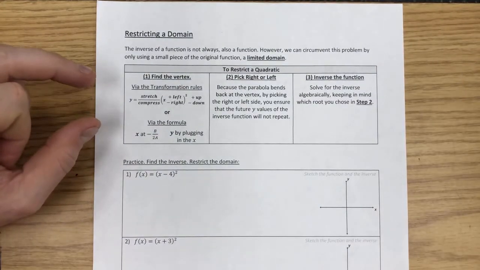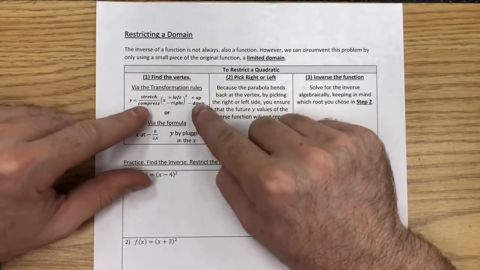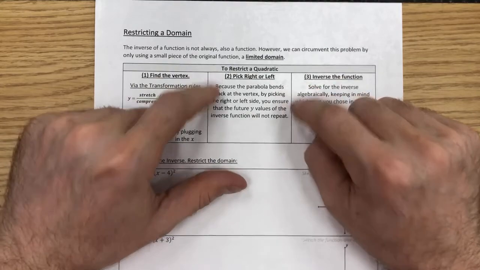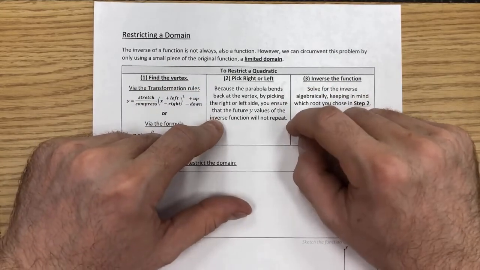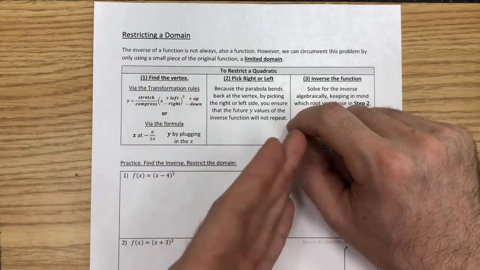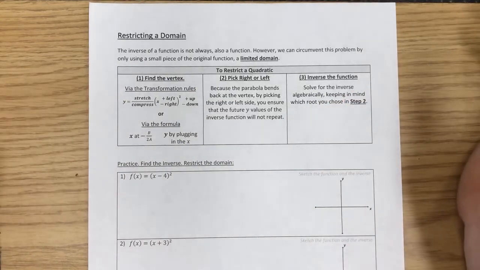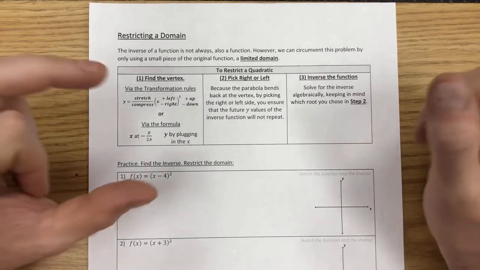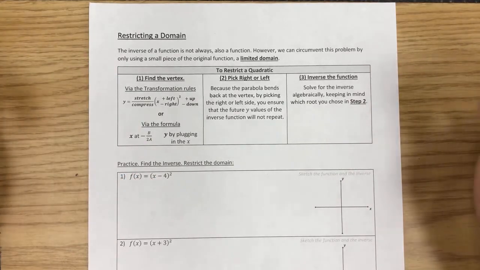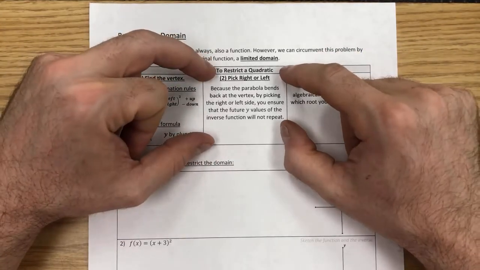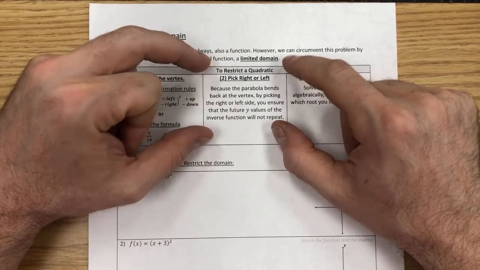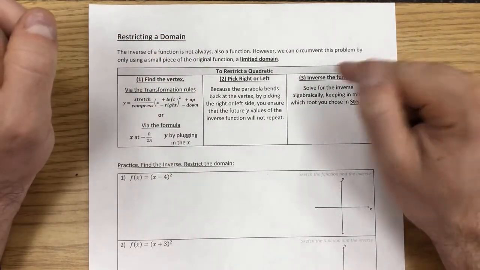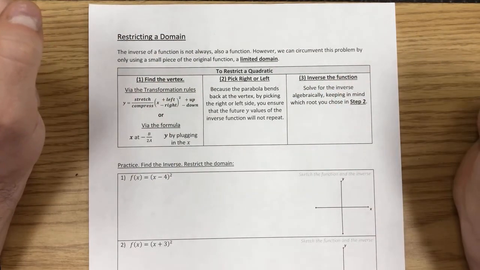So we got 3 steps. Find the vertex either using the transformation rules or by using the formula. We're going to pick right or left. Now, today what we're going to be doing is arbitrarily picking a side. We're either going to pick right side or left side. Today it does not matter. However, when you actually put this into application, normally in your calculus class or pre-calculus class, it does matter. But for today, we're arbitrarily limiting the domain so that when we invert it, it becomes a function. And then we'll inverse it.